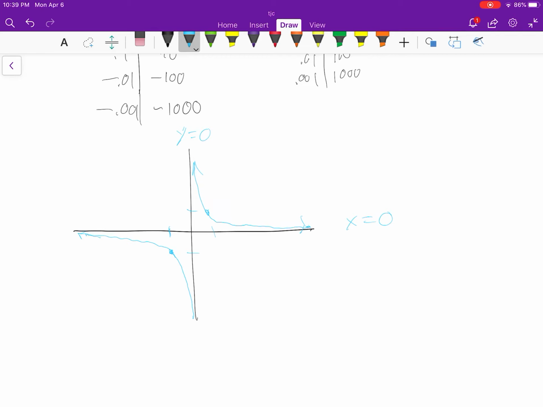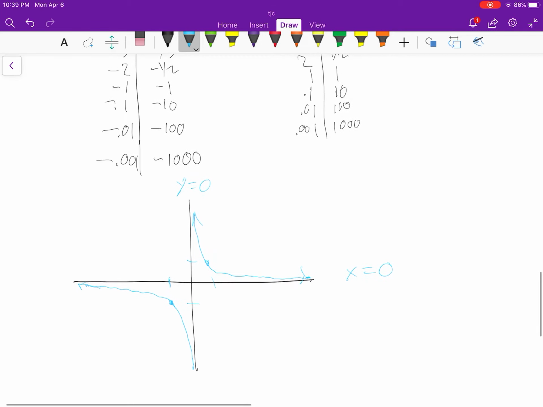Now we can't ever equal 0 because 0 is outside our domain. So there's no value for, this is y equals 0, this is x equals 0. You can't ever get the line x equals 0. My bad.